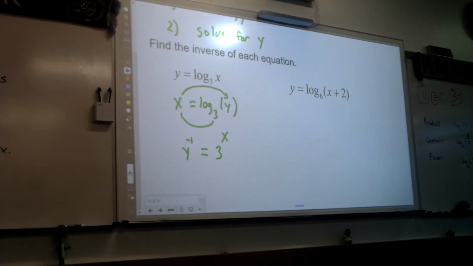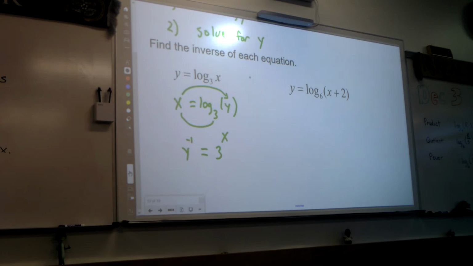Just 7 to the x, right? What's the inverse of log base 2 of x? I don't think you guys are getting this with me. Okay, so the inverse of log base 3 of x is 3 to the x.